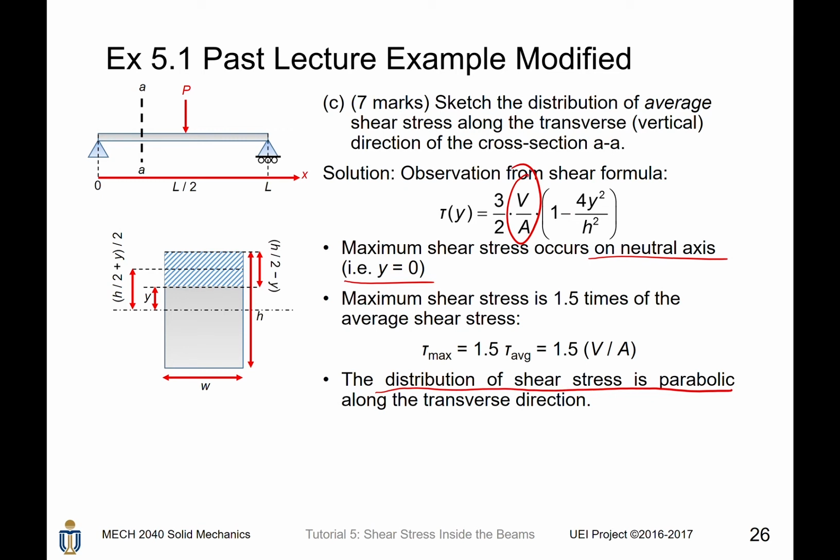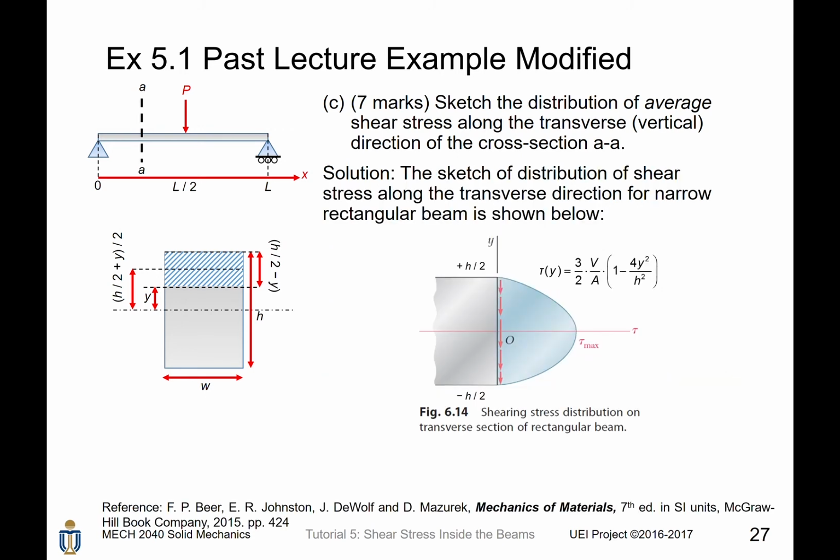This is actually a concept introduced in the textbook and your lecture notes. You can find the distribution of the shear stress here. So this is the distribution of the shear stress inside the beam along the transverse direction, and it is parabolic and is given by this equation.